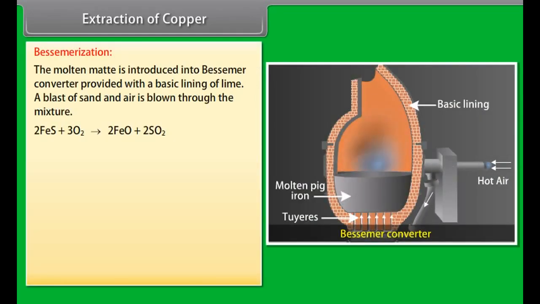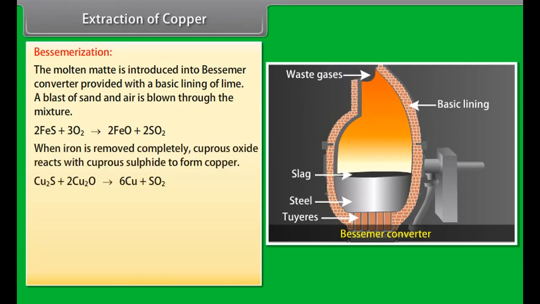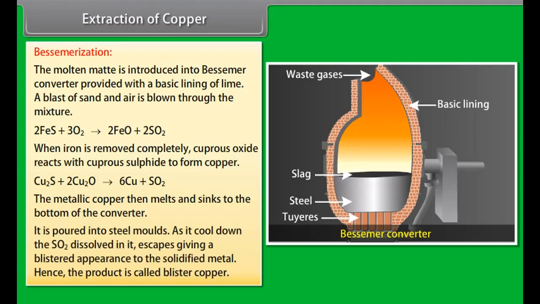Extraction of copper. Copper is found both in native state as well as in combined state. The main occurrence of copper is as sulfides, oxides, and carbonates. The important steps involved in the extraction of copper are concentration. The sulfide ore is mechanically pulverized into fine powder and then concentrated by the froth flotation method.